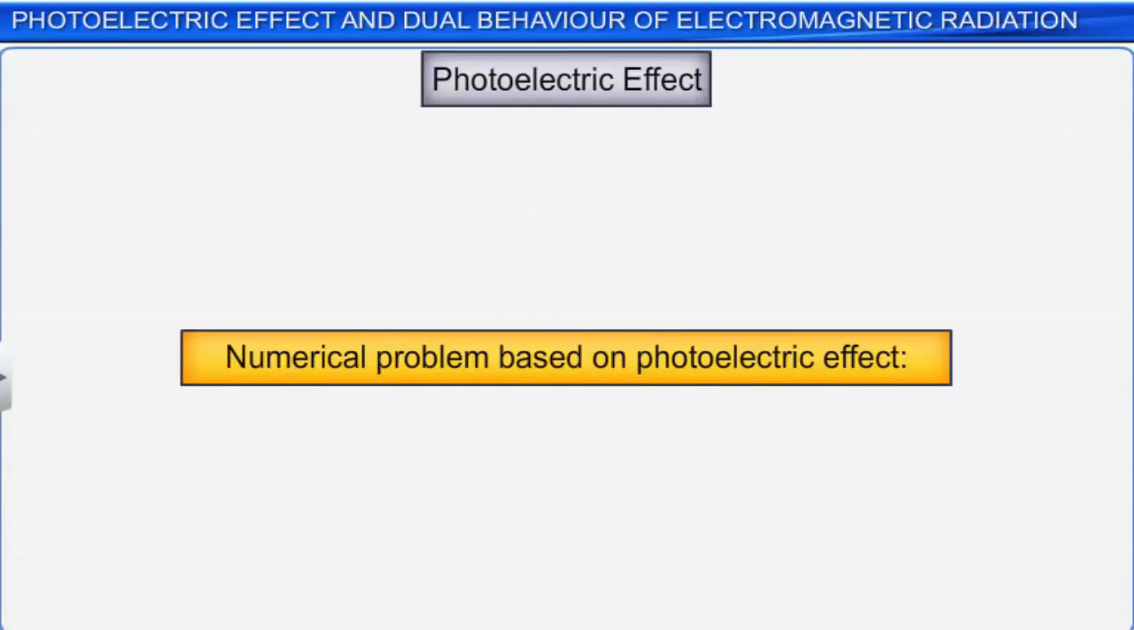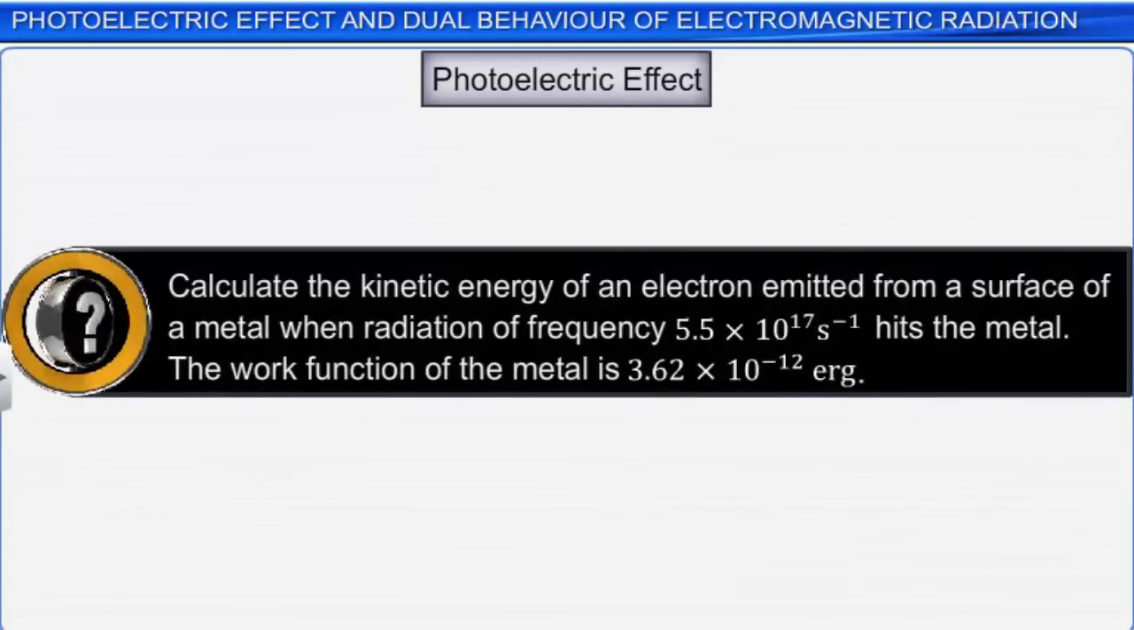Now let us solve a numerical problem based on the photoelectric effect. Calculate the kinetic energy of an electron emitted from the surface of a metal when radiation of frequency 5.5 into 10 to the power 17 second inverse hits the metal. The work function of the metal is 3.62 into 10 to the power minus 12 erg.